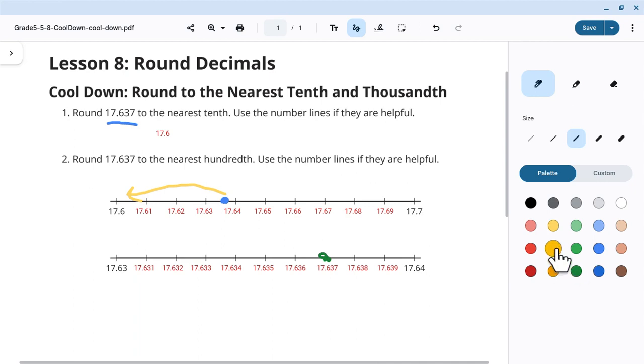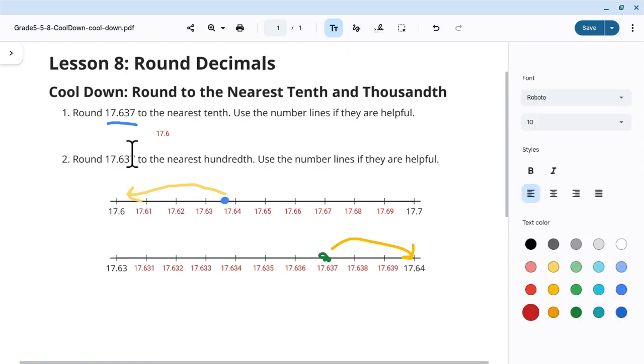Now, in the same way as we did for number 1, we're asking ourselves which it is closer to, but this time we're zeroing in on the hundredths place. So is this closer to 17 and 64 hundredths, or is it closer to 17 and 63 hundredths? Well, clearly we can see that this is closer to this end of our number line. It is closer to 17 and 64 hundredths.